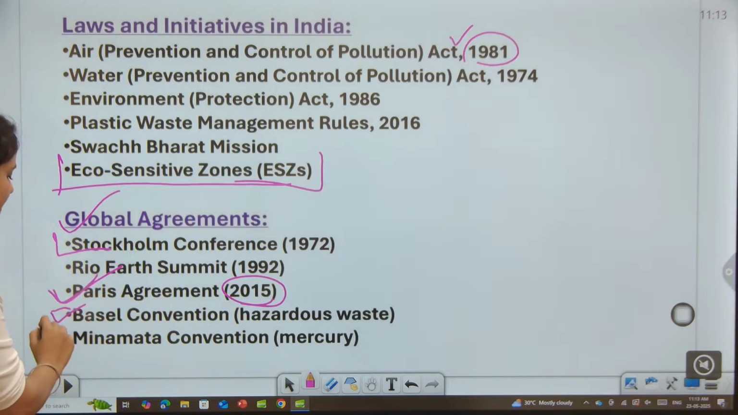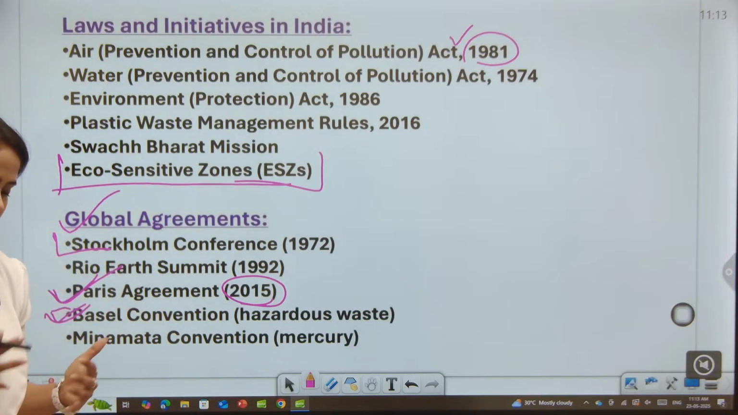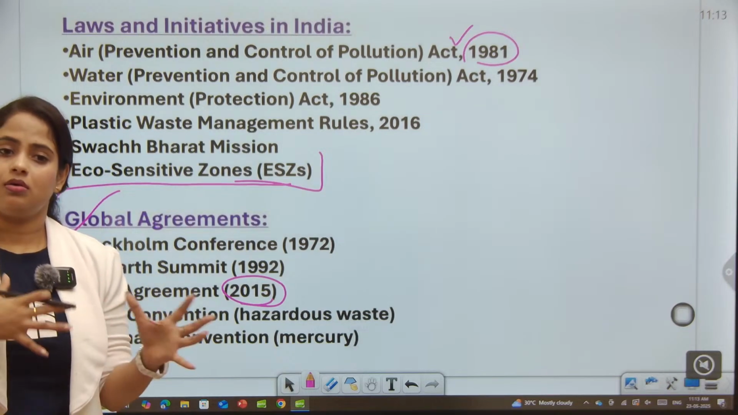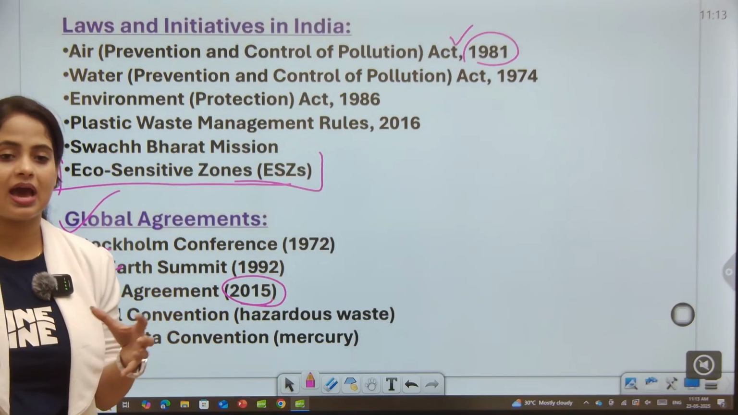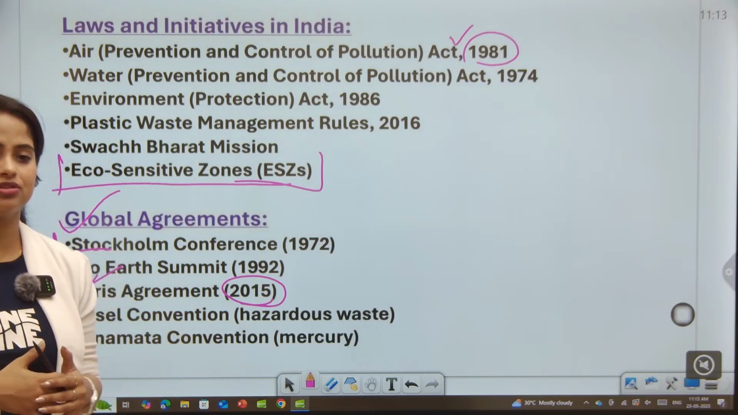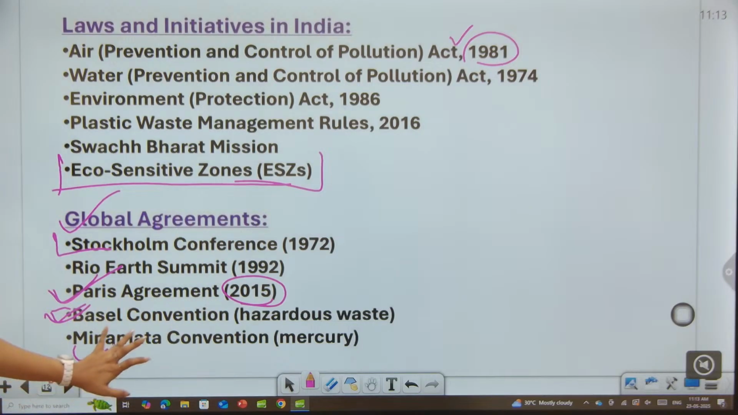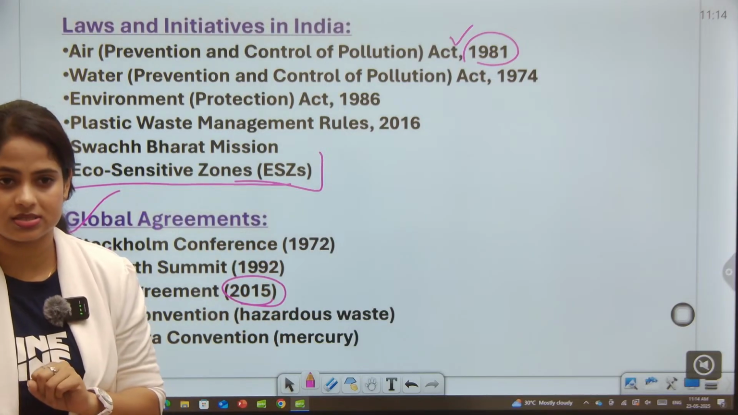The Paris and the Basel Convention are very vice versa to each other, and under these conventions all the countries are bound to follow the rules. The countries joining the group have to follow the protocol. So the Minamata Convention, the mercury disease, the Minamata disease is a waterborne disease. Clear?